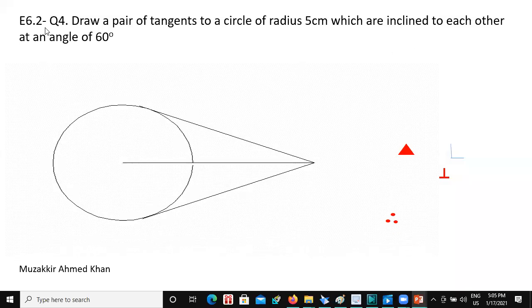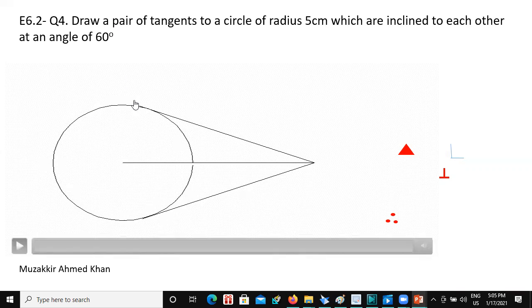Hello and welcome. Today we will be solving question number 4 from exercise 6.2, Karnataka State Syllabus. We'll go through the question and according to it, we are supposed to draw a pair of tangents to a circle of radius 5 centimeter, which are inclined to each other at an angle of 60 degree.